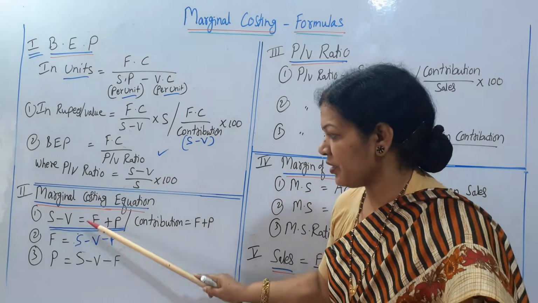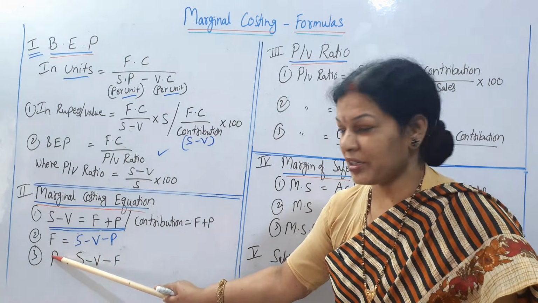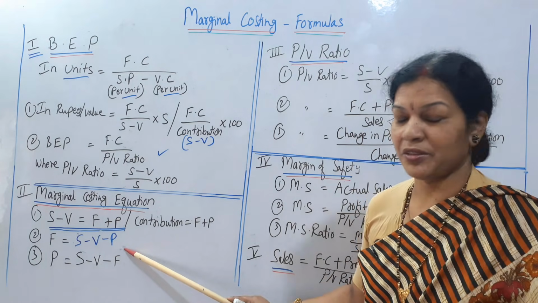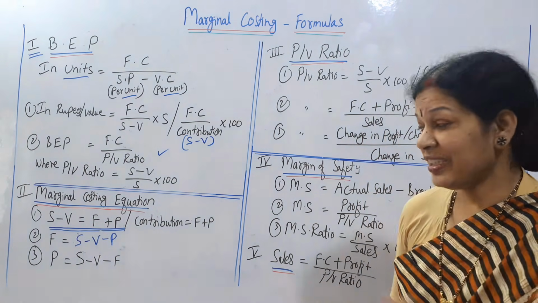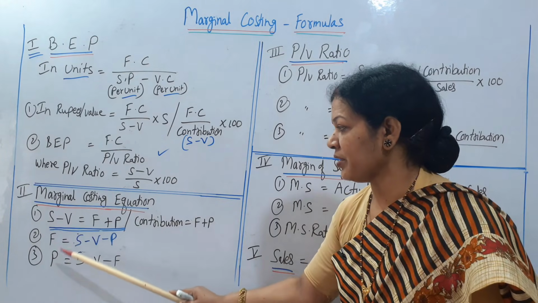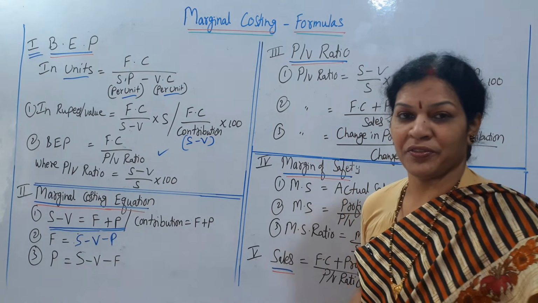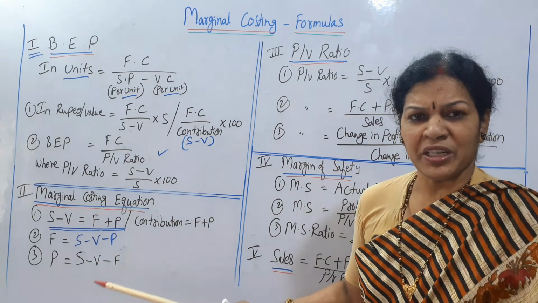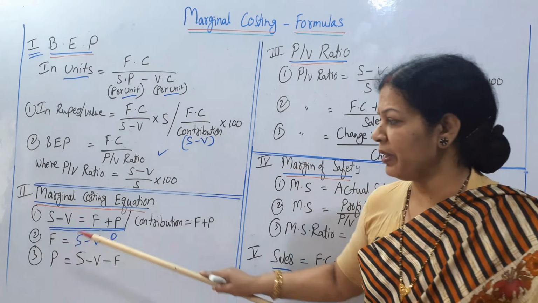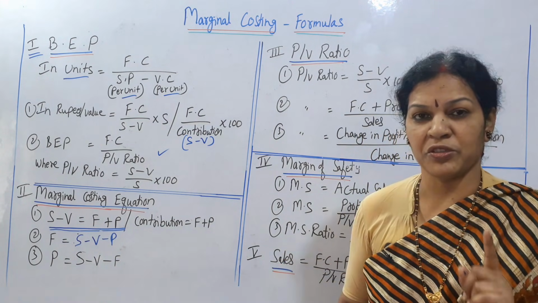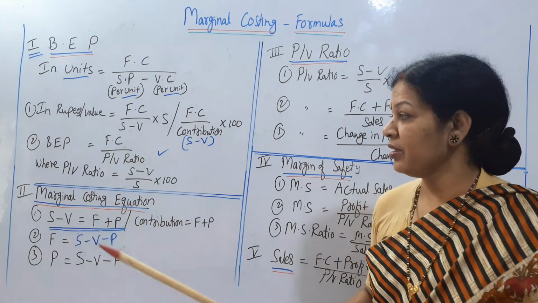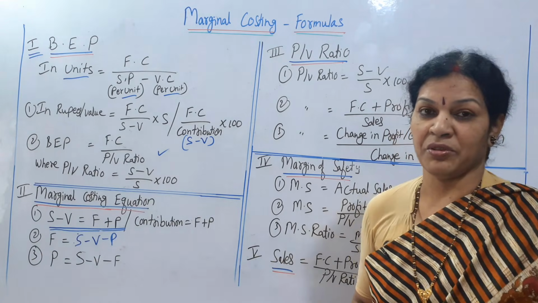Okay, we are taking fixed cost outside, then S minus V will be as it is, profit will be minus. So this is the second way. In the same way, if we take profit outside, S minus V minus F. Whatever you want, you can change it, you can mold the formula as per your requirement, but the base formula is S minus V is equal to F plus P. This you have to remember. This is about the marginal costing equation.